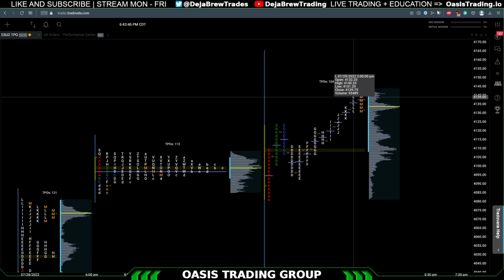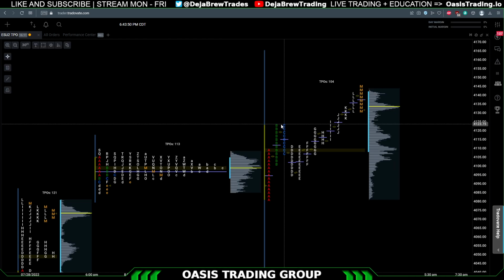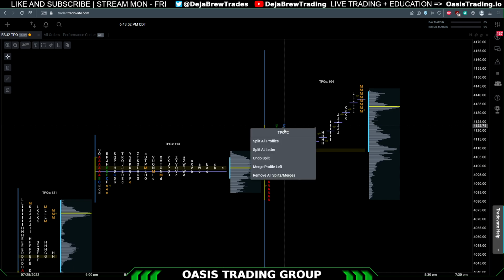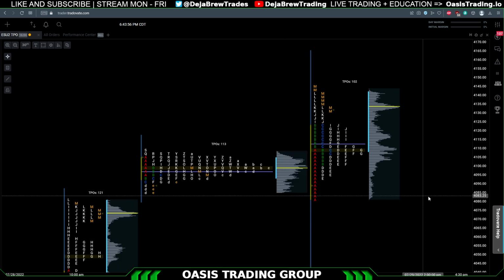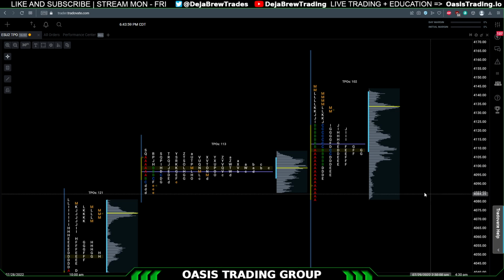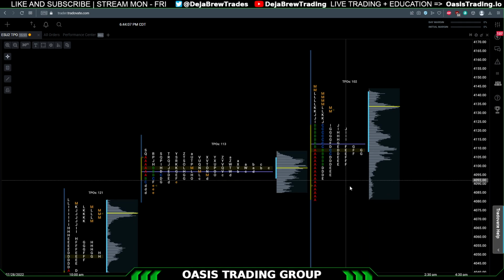All right. But okay, going back to the split here, we didn't see that poor high until we split this profile. So let's unsplit the profile. And we can't really tell. I mean, you can if you're really good at reading market profile, but normally if you have it unsplit like this, we're just looking at the entire structure of the profile. We're not looking at the individual sessions.